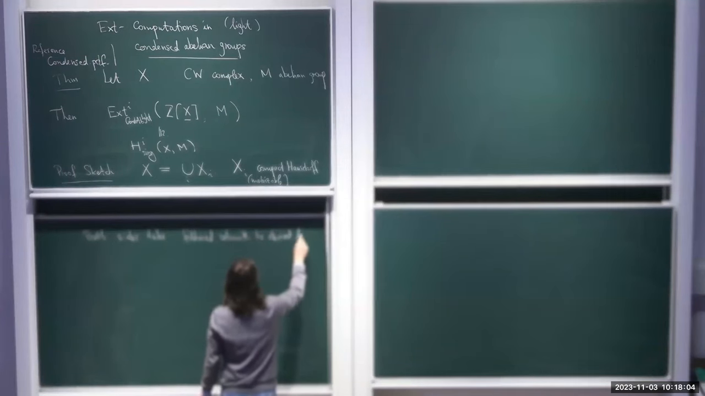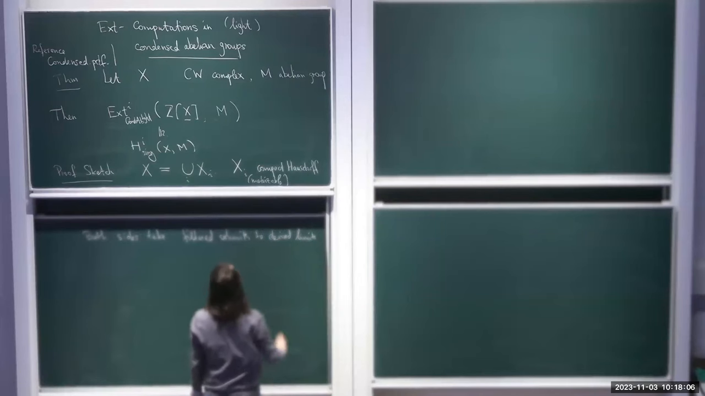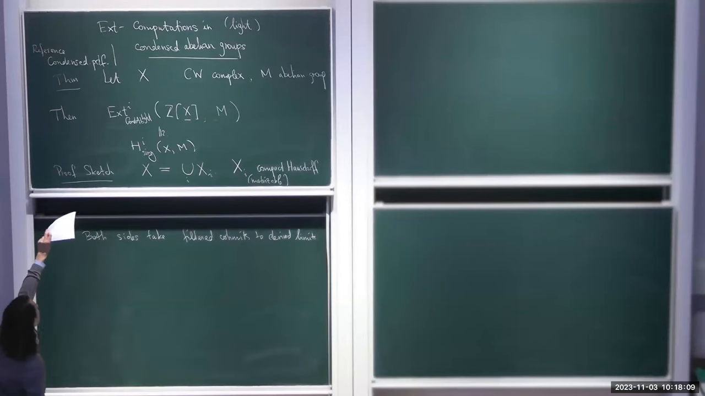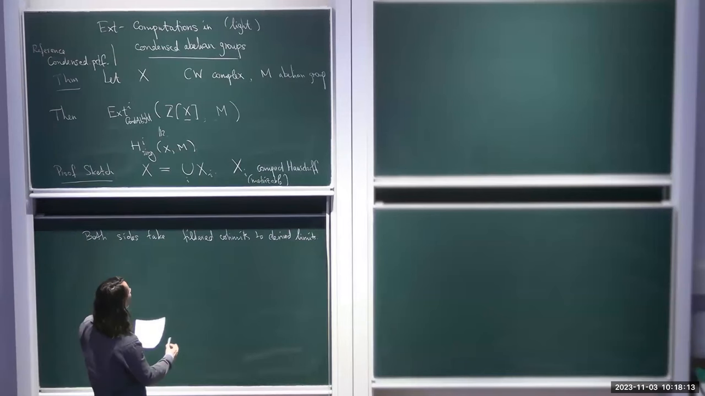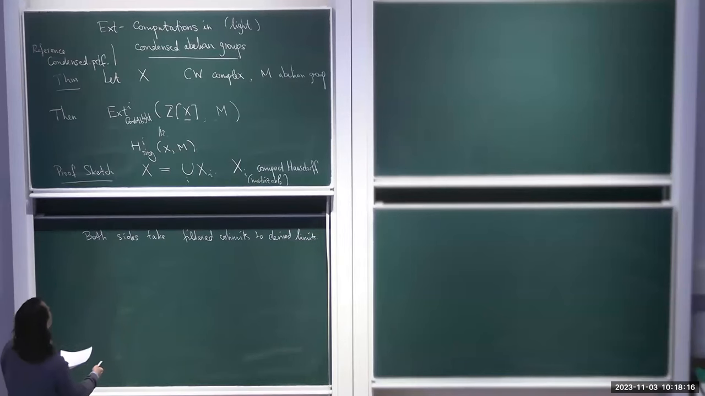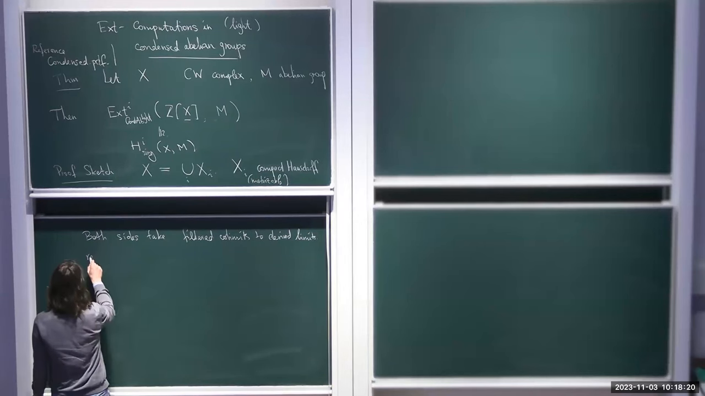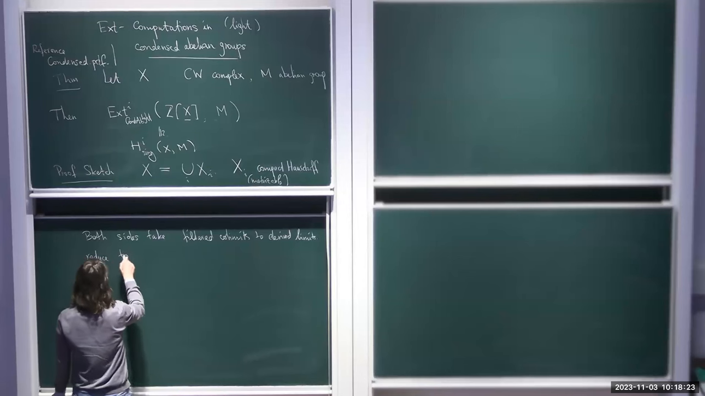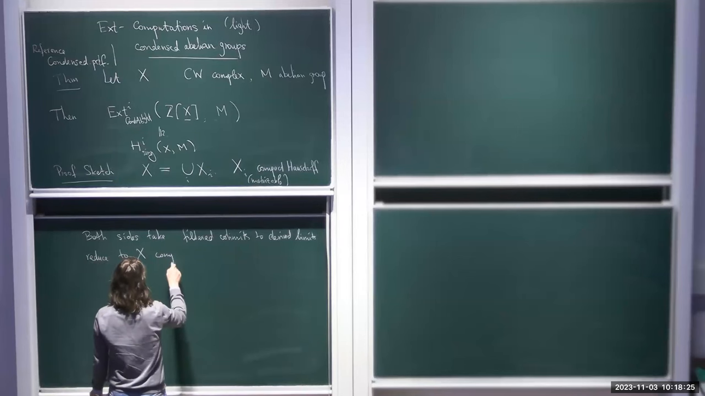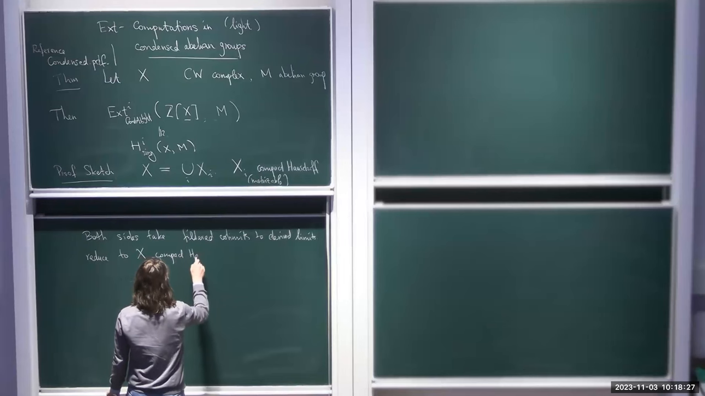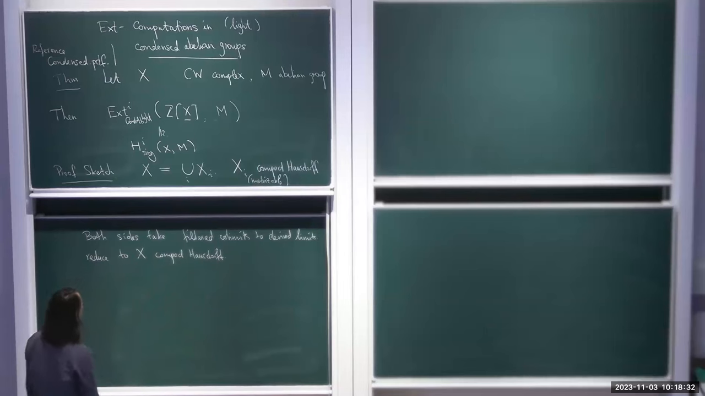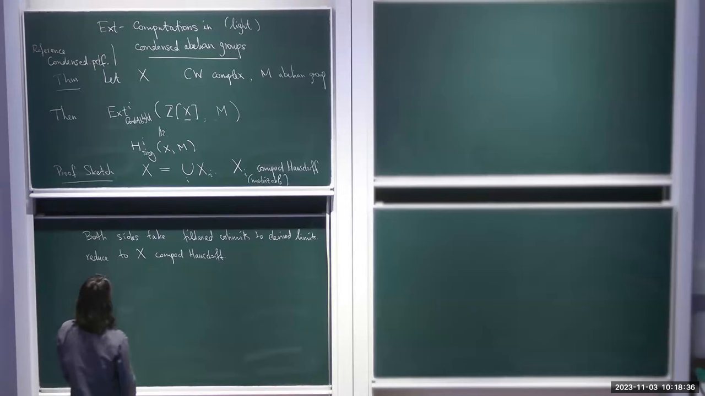And there you probably need a slightly better statement to really compare the complexes, not just the individual groups. But basically, you can reduce to the case that you just have a compact CW complex.